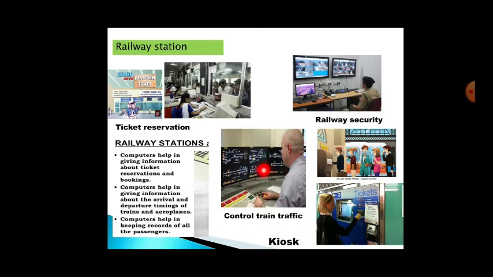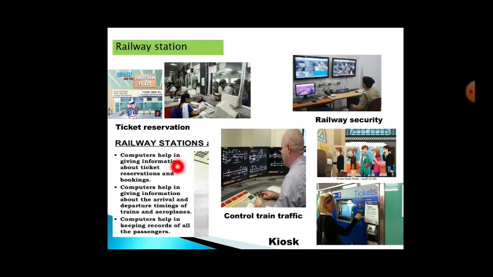Next, control train traffic. They control the train traffic, and you can see the kiosk. A kiosk is nothing but a machine where you get the ticket immediately. You just say the destination where you are going to travel, then you get the ticket with the price. You can collect the ticket. No need to go there, stand in a queue and then collect it. You can just take it immediately. These are some of the advantages of computers nowadays.